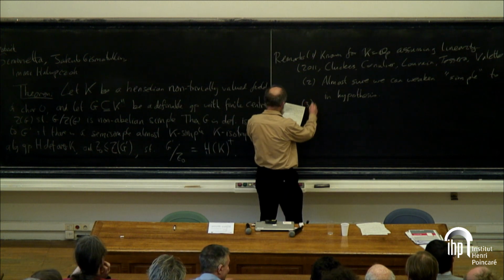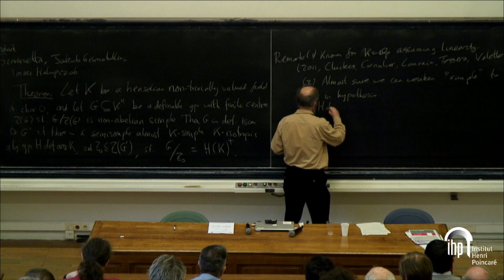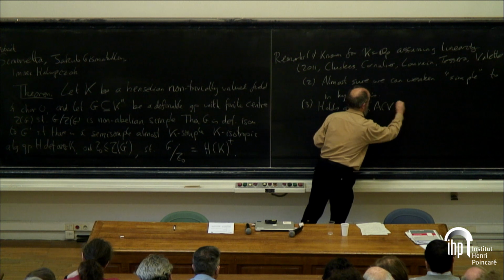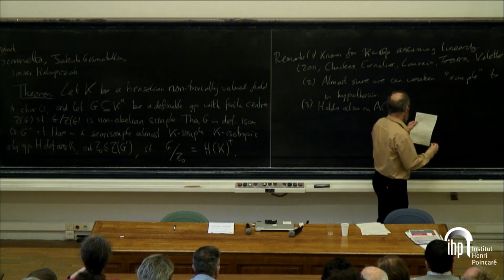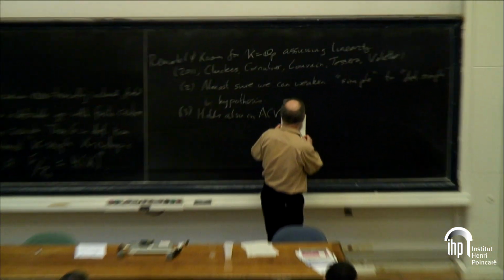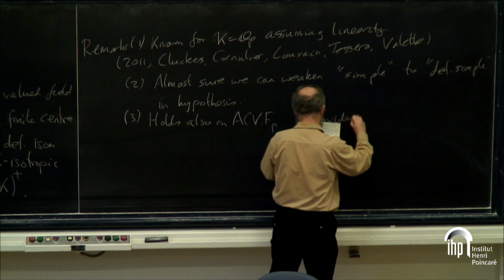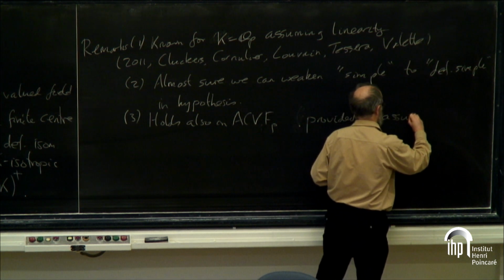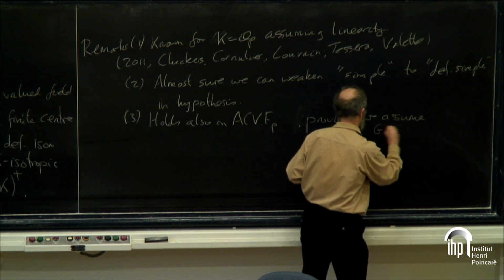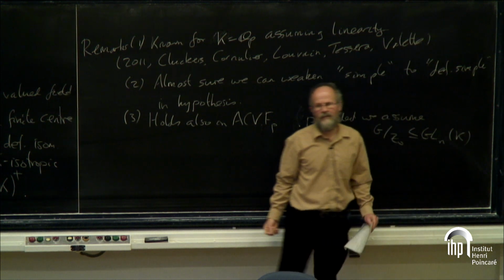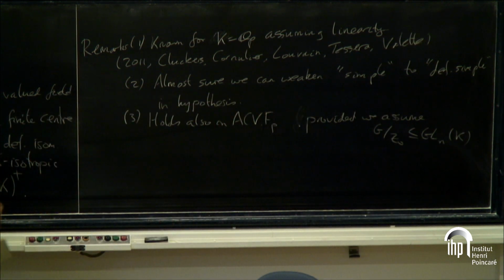So the third comment is that this holds also in ACVFP if we assume linearity. So provided we assume linearity, so G mod Z0 inside GLNK. So, do you allow infinitely ramified extensions of QP which are not algebraically closed? Oh yes.